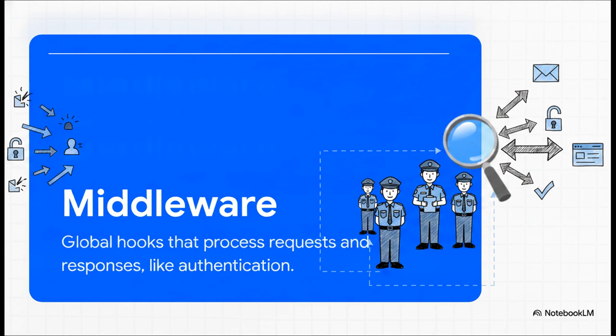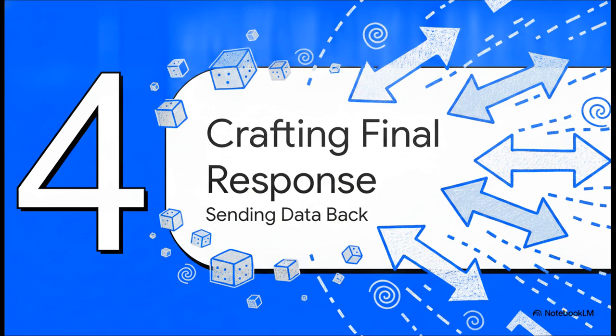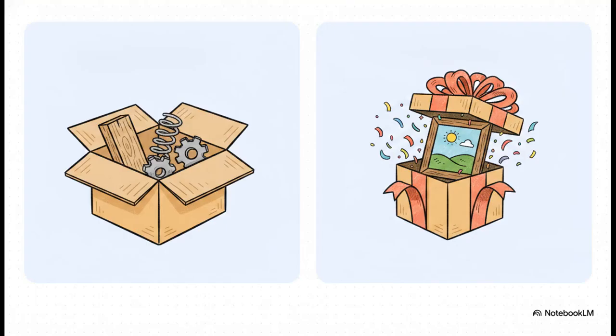It's a massive time saver. Okay, section 4, crafting the final response. So there are two really vital ways to send our response back. On one hand, we've got HTTP response. This is the most basic way to send data back. It returns raw plain text, there's absolutely no template rendering, and your context processing is entirely manual.